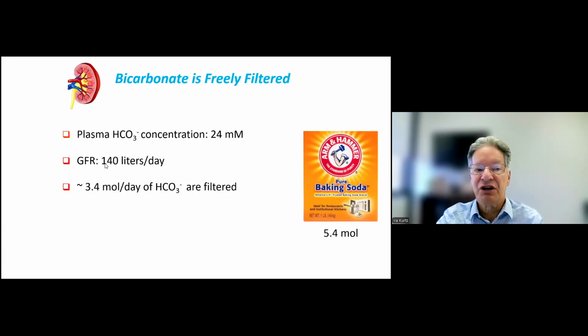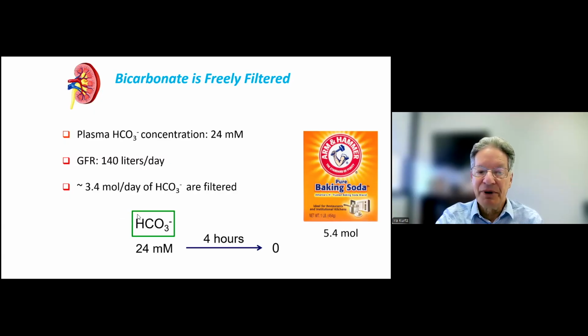So if, let's say, the GFR is 140 liters a day in a typical human, you would multiply 140 times 24 millimoles per every liter, and you end up with about 3.4 moles per day of bicarbonate filtered by all our glomeruli. Just to give you an example, there's about 5.4 moles of bicarbonate in a box of Arm & Hammer baking soda. So it's not quite as much as in a box here, but it gives you quantitatively an idea. It's a lot of bicarbonate.